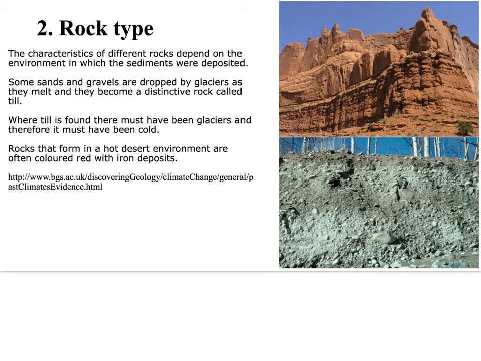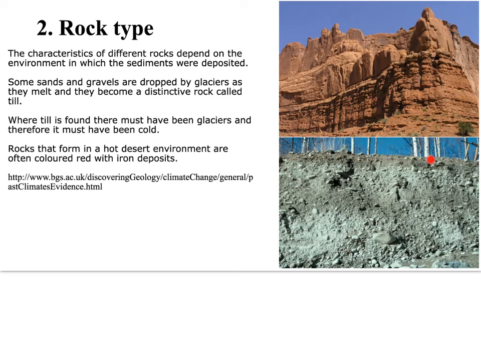Rock type is useful because certain rocks form under different climatic conditions. For example, the top picture here is sandstone. And sandstone, as the name suggests, is formed from sand, which is often from deserts. A desert environment is usually very hot and dry, and therefore we can suggest that the climate in which these rocks were formed was hot and dry.